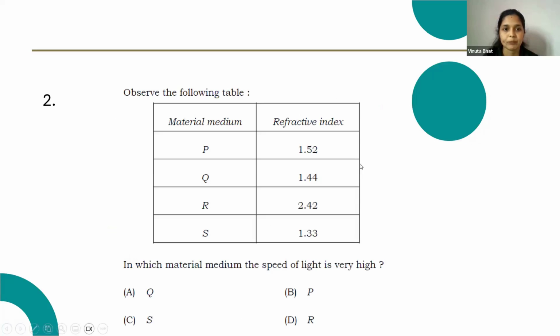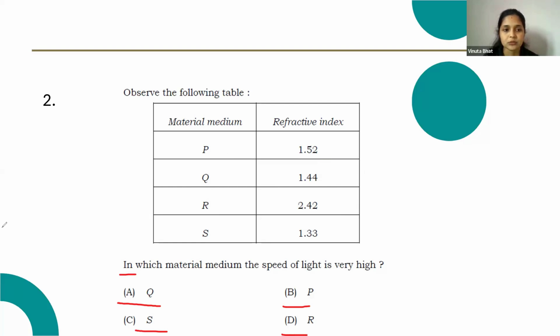Next question. Observe the following table here. In the table, the materials or media P, Q, R, S are the different media, and the refractive index is given in another column. P has 1.52 refractive index, Q has 1.44, R has 2.42, and S has 1.33. So here, in which material or medium is the speed of light very high? Option A, Q. Option B, P. Option C, S. Option D, R.